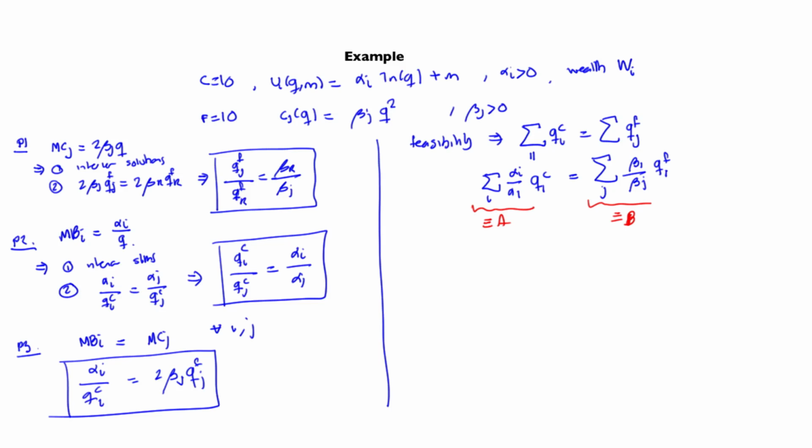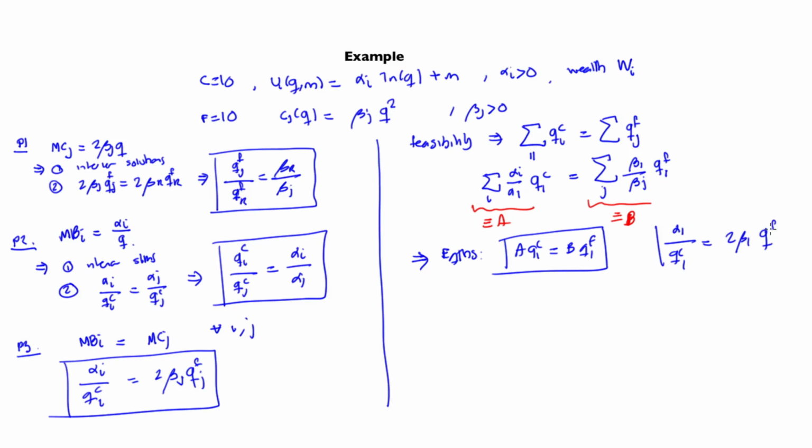Okay, and now what do we have? We have two equations with two unknowns. So the equations are this: A q_1^C equals B q_1^F. That's one equation that we have. And the other equation that we have is this one for the case of the first firm and the first consumer. So it's alpha_1 divided by q_1^C is equal to 2 beta_1 q_1^F for the first firm. Now we have two equations with two unknowns, the production for the first firm and the consumption of the first consumer. Once we know this, we know how to back out the quantity for any other firm or any other consumer from this equation. So if we solve this, we have solved the entire allocation.